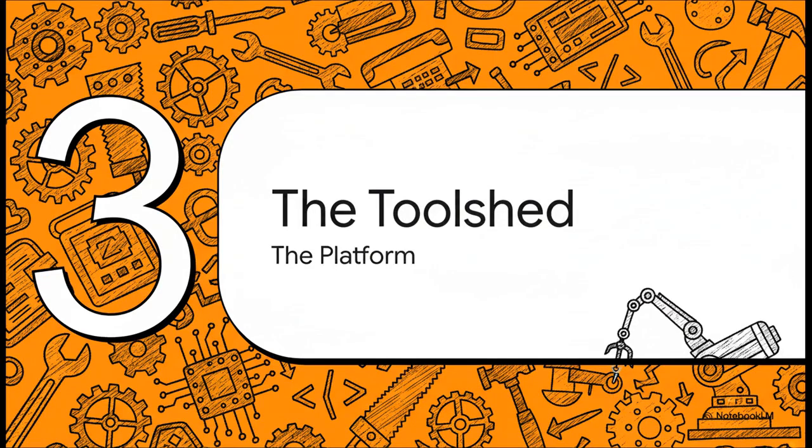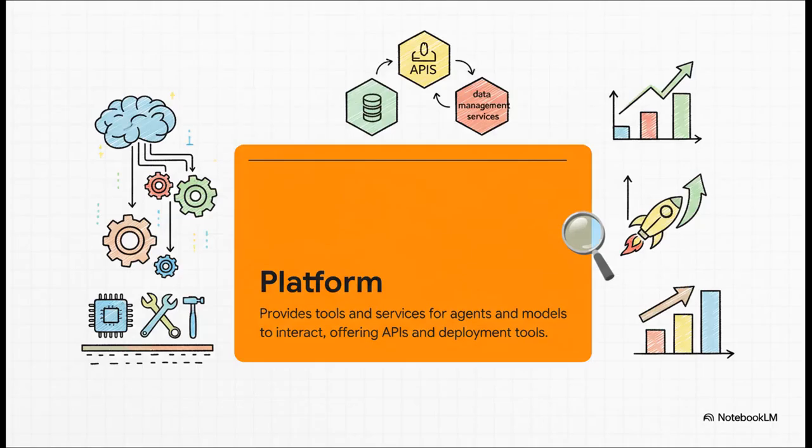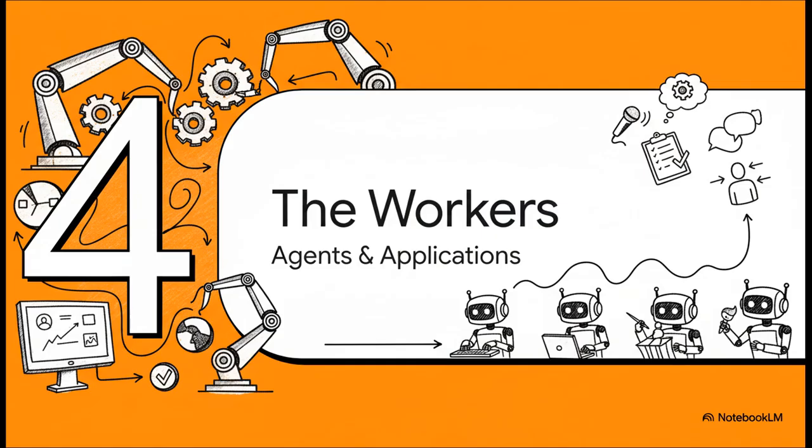Okay, so we've got our foundation and we've got a brain. Now we need a workshop, right? A place to actually build something useful with all this power. And that brings us to the next layer, the platform. This layer is basically a fully equipped workbench. It gives developers all the tools they need. Things like APIs, data management, deployment services, the whole shebang. It's what lets them connect that powerful brain to the outside world, manage it, and actually build on top of it. All right, let's keep moving up the stack.